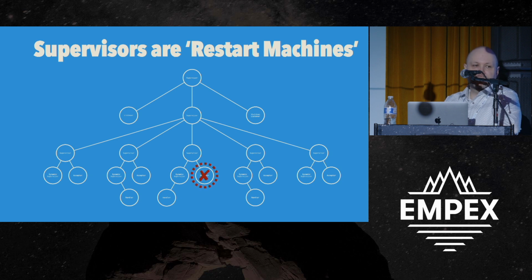Imagine that, for example, this acceptor process crashes. In this case, again, their supervisor is going to wake up and be notified of this. They're going to look at the restart strategy, which in this case is going to be permanent because we want to keep that process running if it crashes.